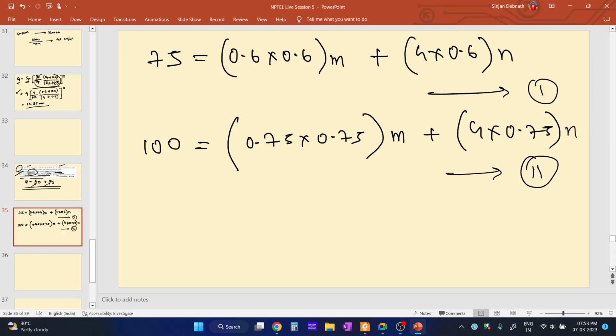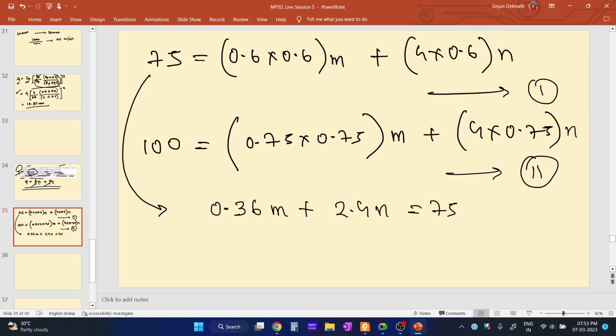Now this is equation 2. The first equation will come out to be 0.36 M plus 2.4 N is equal to 75. So this is the first equation, and the second equation is 0.563 M plus 3N is equal to 100. So this one is the second equation.